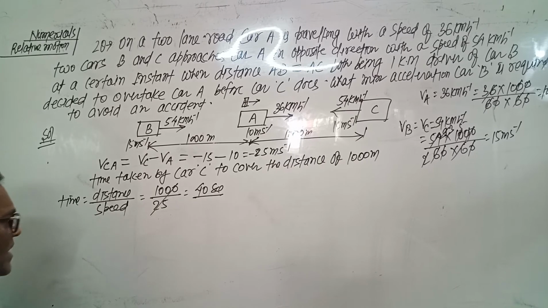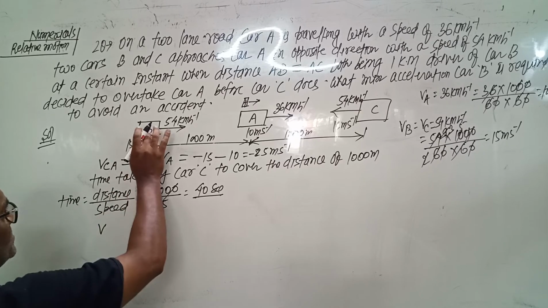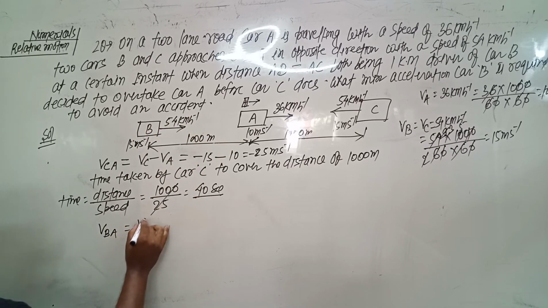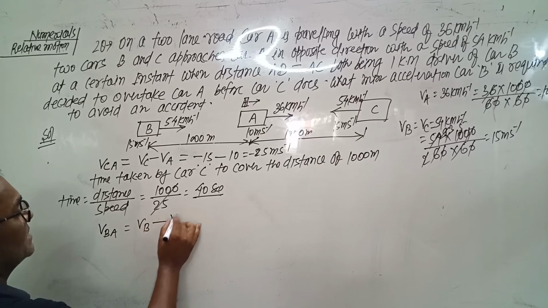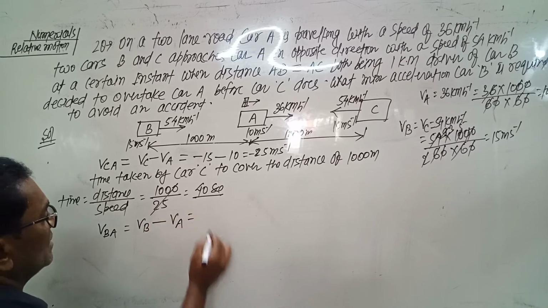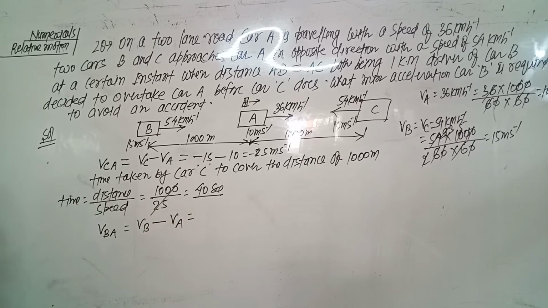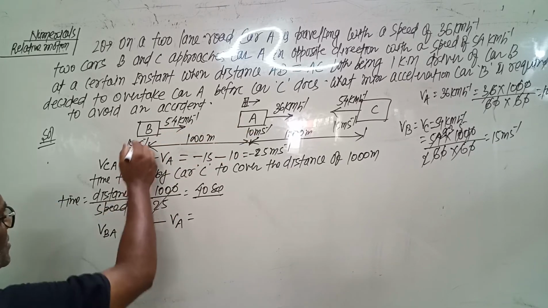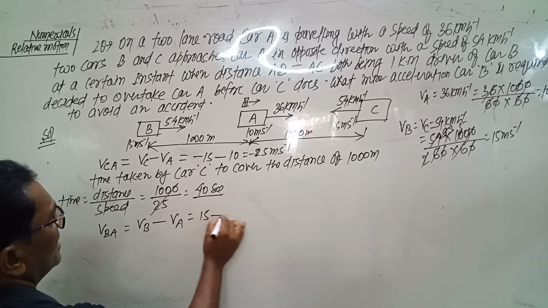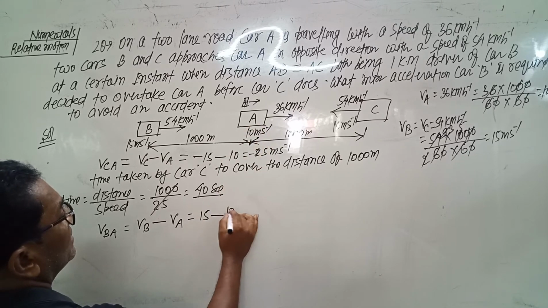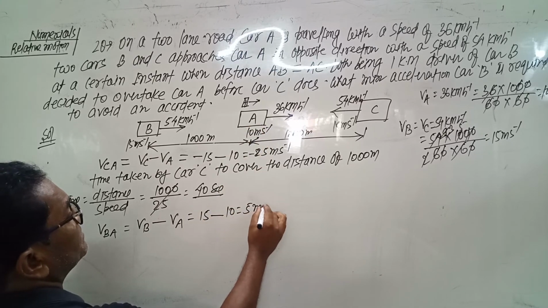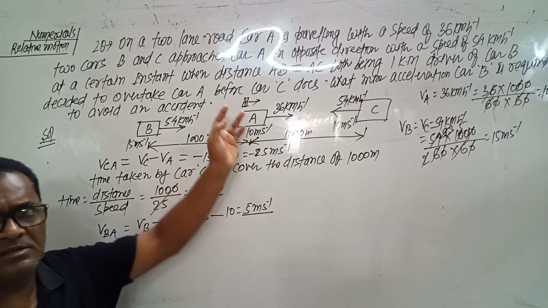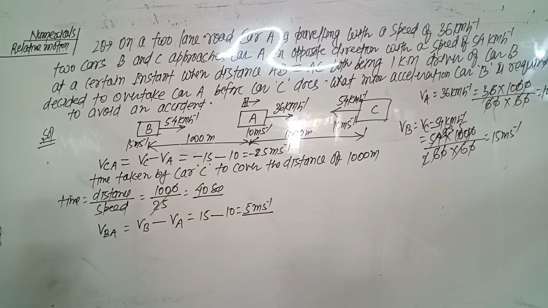Now we will calculate the relative speed of B with respect to A. VBA equals VB minus VA. VB is in the assumed direction, so it would be plus 15 minus 10, which is 5 meter per second. Positive means direction along the assumed direction.